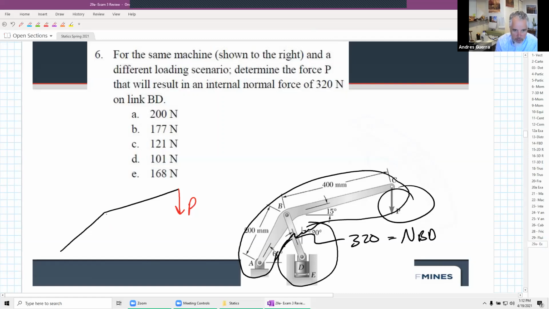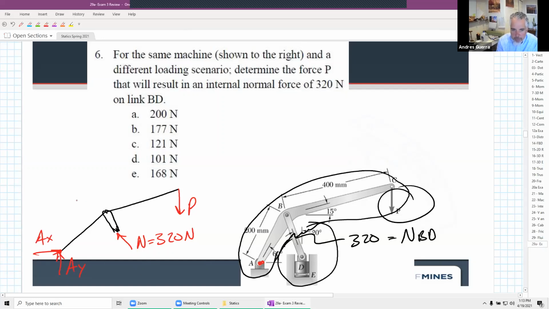We have our short length that we cut through right here. We cut through that one. And we know that there's a normal force right here of 320 newtons. And then what about at point A? Well, A is a pinned support connected to a multi-force member. So that would be an AX and an AY.